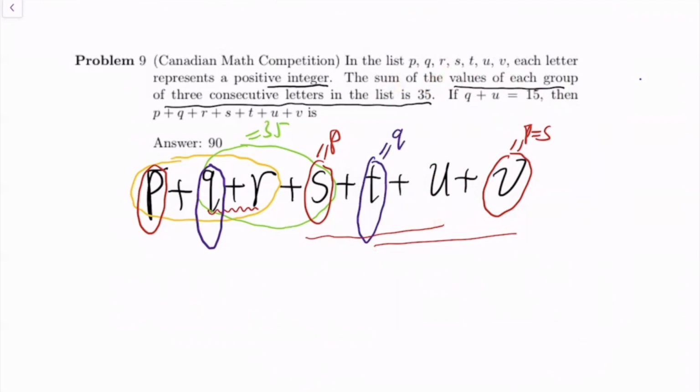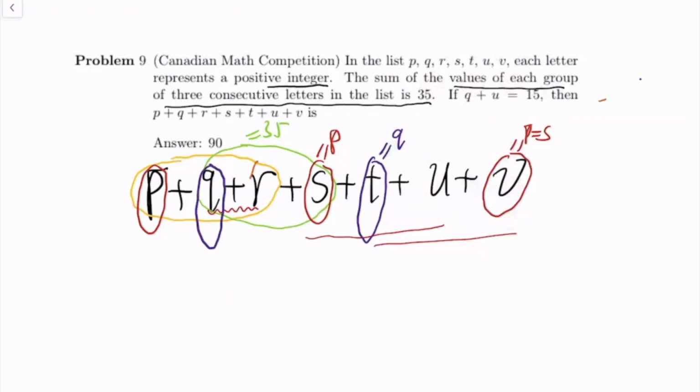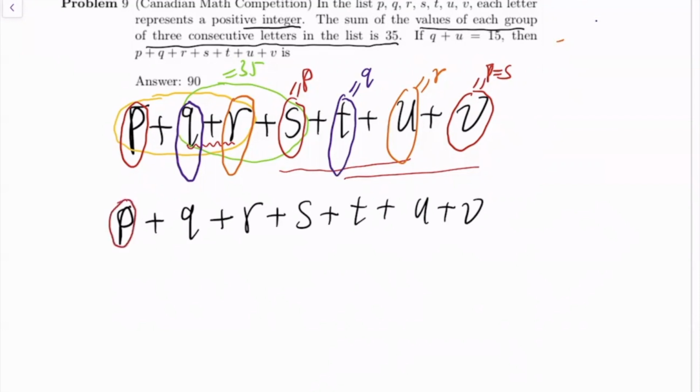Then we have R equals this R, so U and R are the same. Let me rewrite everything. We have P plus Q plus R plus S plus T plus U plus V. P and S are the same, so this is also P, and this is also P.